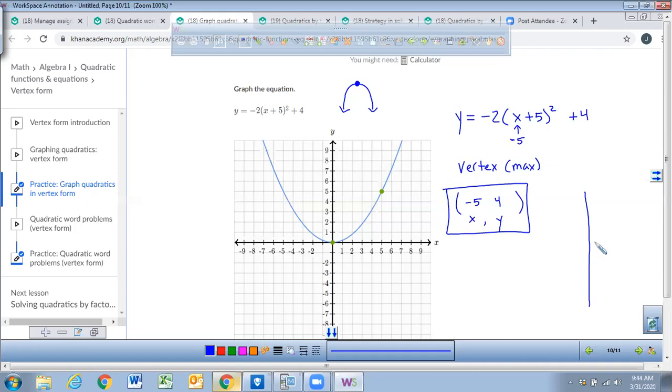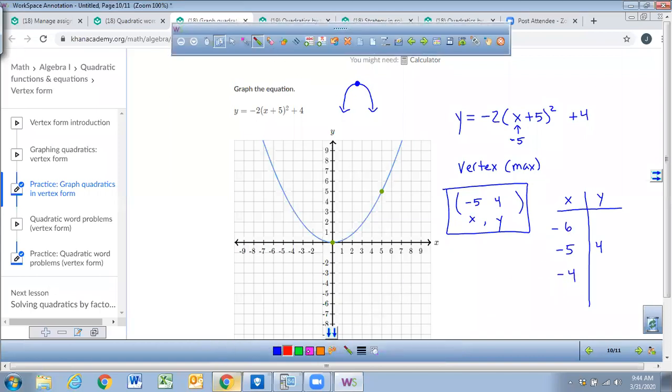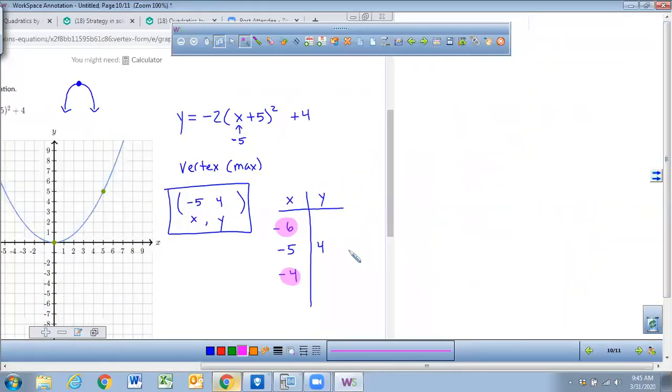The next thing that I'm going to do to find my next points, I'm going to put negative 5 and a 4 into the table. Over here, I'm going to use a negative 6. Over here, I'm going to use a negative 4. All I'm going to do is take this negative 6 or negative 4 and plug it into our equation, and I'll just find a point. I'm going to show you guys how to do this. Why did I choose a negative 6 or a negative 4? Because they're right next to that negative 5, because I know my vertex is at negative 5, 4.